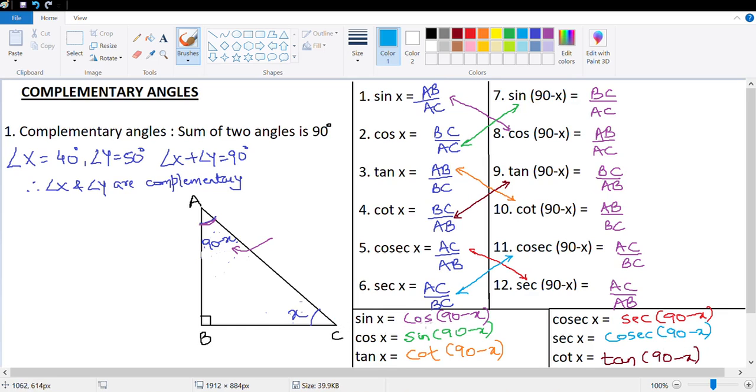So sin x is equal to cos 90 minus x, cos x is equal to sin 90 minus x, tan x is equal to cot 90 minus x, cosec x is equal to sec 90 minus x, sec x is equal to cosec 90 minus x, and the last one, cot x is equal to tan 90 minus x. Now this whole chapter will use these 6 relationships and we'll solve some questions. So let's look at the first question.